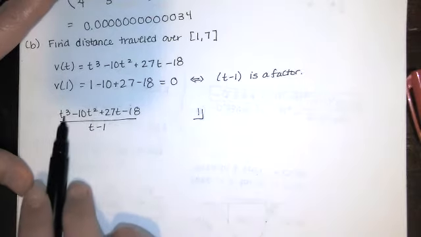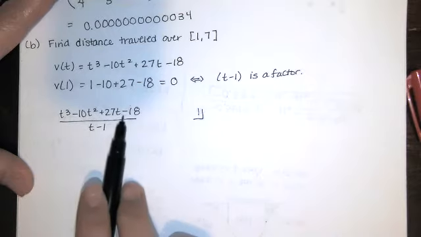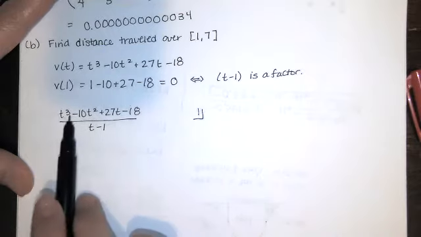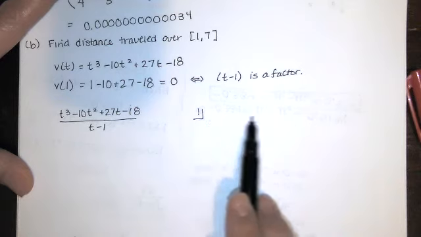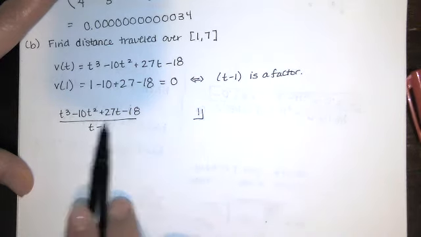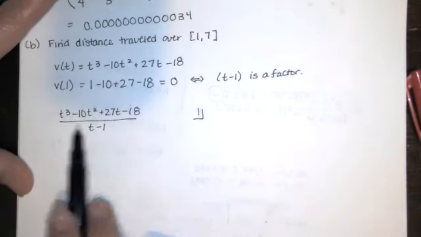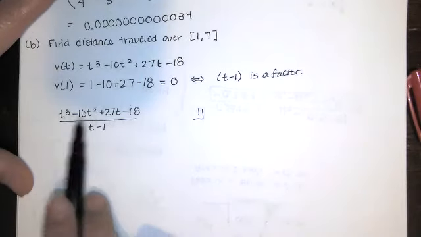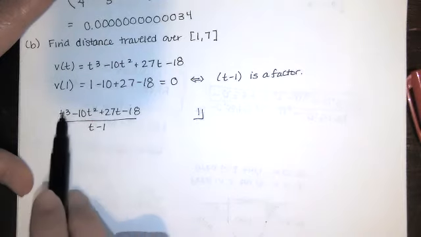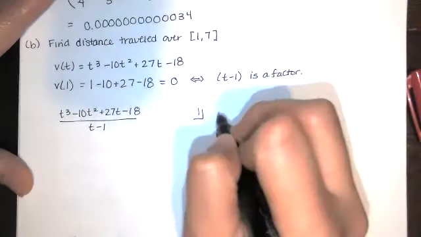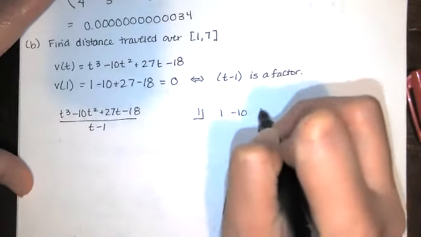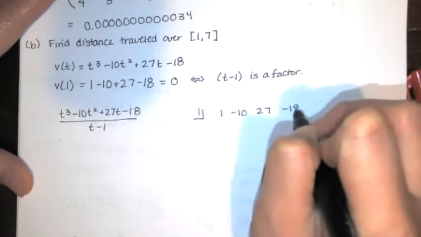So this is already in the right order. I've got a t cubed, t squared, t to the first, t to the 0. If there are any missing terms, you need to add zeros as placeholders for those. If there's no t squared, I'd have to add a 0 t squared in there. But I've got terms of all kinds that I need, so I can just read off the coefficients here. I've got a 1, a -10, a 27, and a -18.